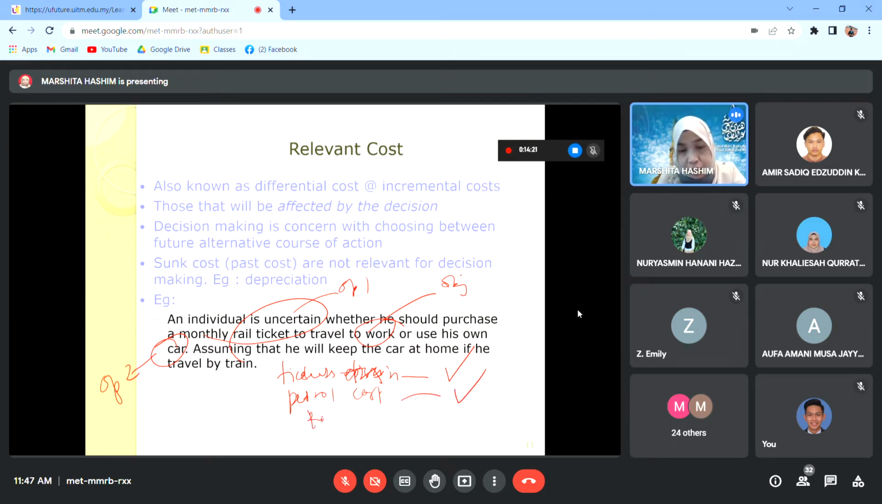How about road tax for your car? Road tax for your car, is it relevant? Today you pay road tax, you can use your car today until the 12 months period. Whether you travel by train or by car, you already paid your road tax. So the cost you cannot change. If you travel by train, you cannot save road tax cost because you already paid, it is past cost. Therefore, road tax is irrelevant in this case.